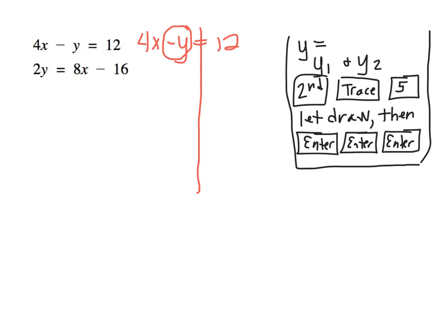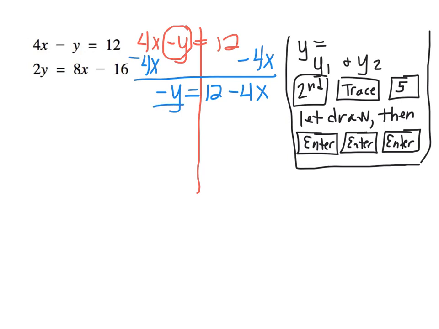Now my goal is to get that y by itself, so I'm going to go ahead and move my 4x. So inverse of plus 4x is minus 4x on both sides. So now I have negative y equals 12 minus 4x. And I'm not quite done because my y is being multiplied by a negative 1. So I'm going to divide all 3 terms by a negative 1. And my first equation, I've got y equals negative 12 plus 4x. So I've got my first one ready to go in the calculator.